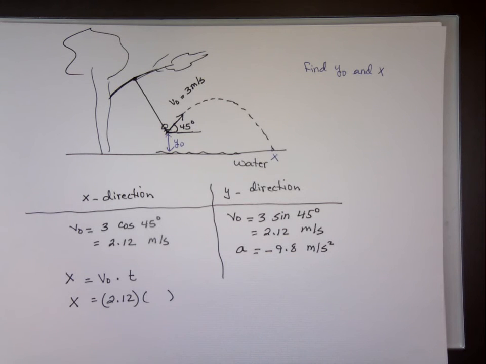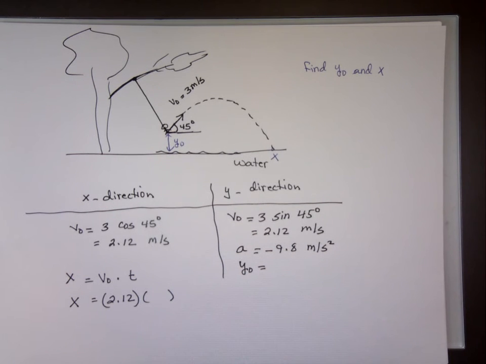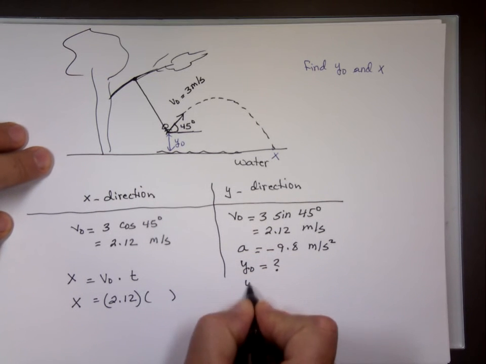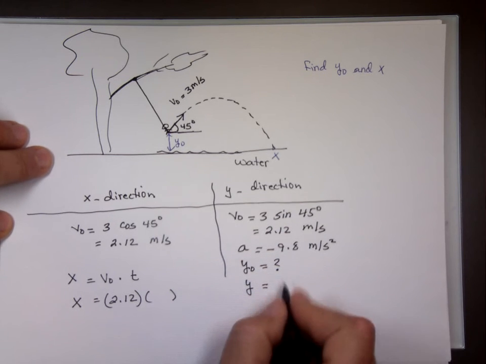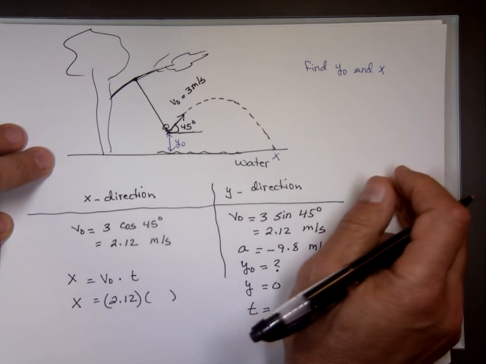It's negative 9.8, the acceleration. It is? Yep. What was the initial height when she released that rope? Unknown, yes. What's the final height when she hits the water? 0, good. And I'm looking for the time. I know they're not asking for the time here, but if I want to find x, I need to know what the time is.